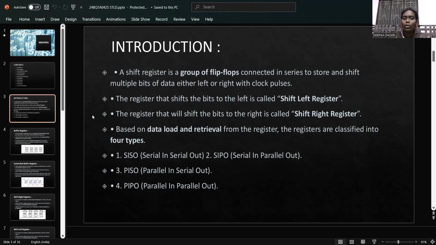Based on how data is loaded into and retrieved from the register, registers are classified into four types: SISO, SIPO, PISO, and PIPO, which are serial in serial out, SIPO serial in parallel out, PISO parallel in serial out, and PIPO parallel in parallel out.